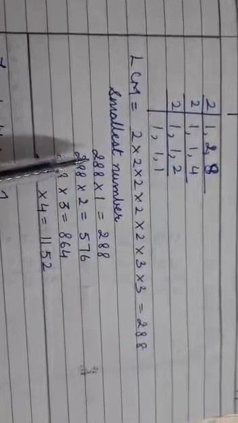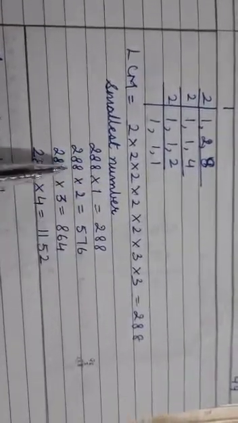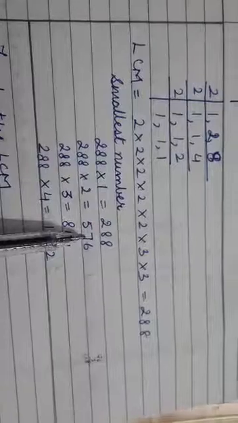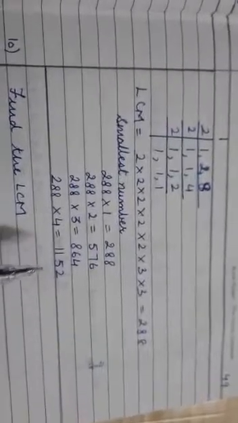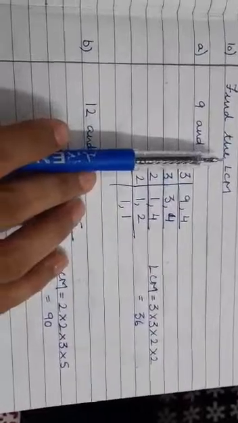So to find the smallest number, I'll find the multiples of 288. 288 multiplied by 1 is 288. 288 multiplied by 2 is 576. 288 multiplied by 3 is 864. As I have to find the smallest 4-digit number, I'll continue multiplying 288. 288 multiplied by 4 is 1152. Now here I have got the smallest 4-digit number which is divisible by 18, 24 and 32.